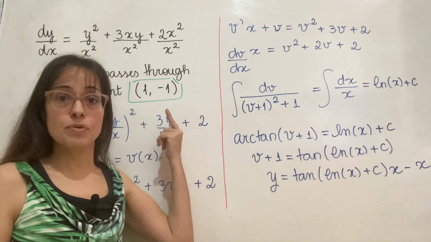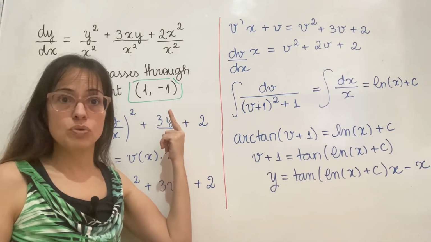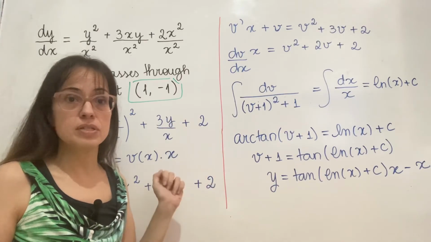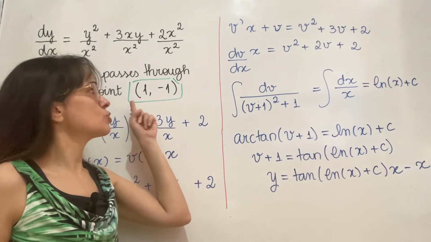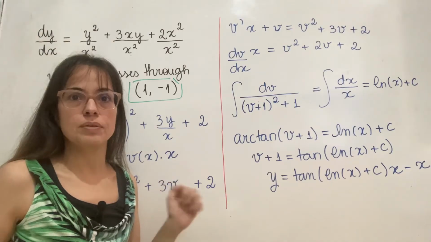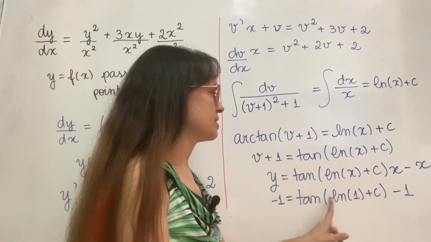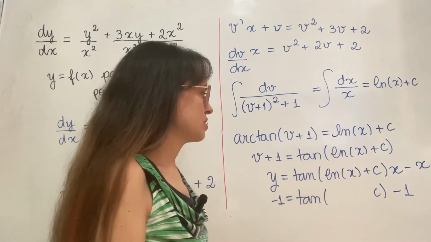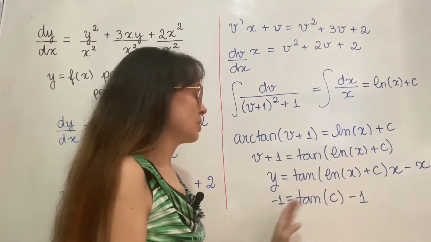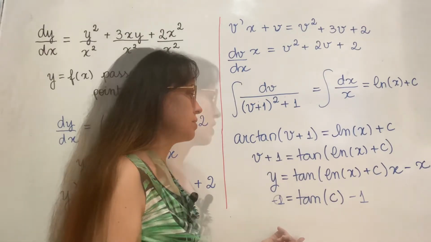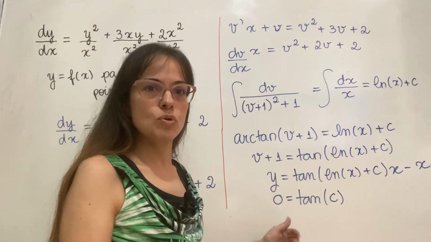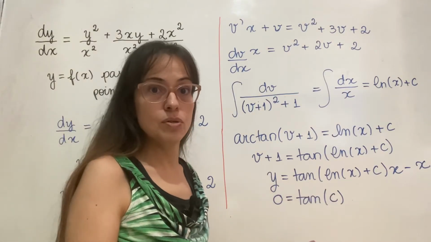And I do still have a point that the question gave me so that I can find the value of the constant. So let's put x equals 1, y equals -1. Okay, ln of 1 is 0, so that's just a tangent of c. Now I can add 1 on both sides here. Tangent of c is 0 is going to be fine when c is 0.